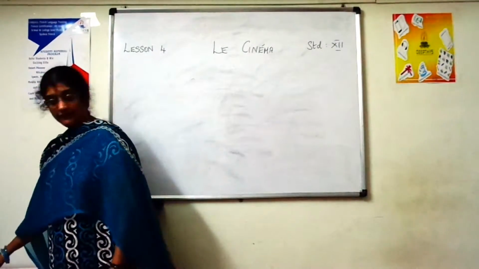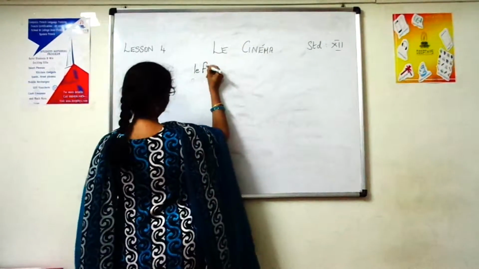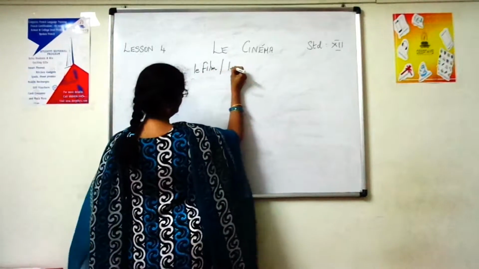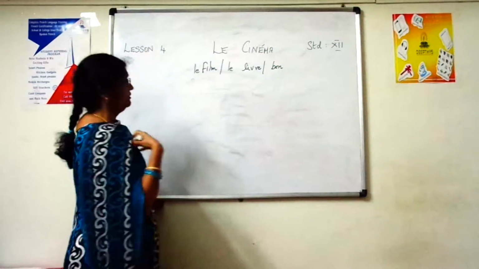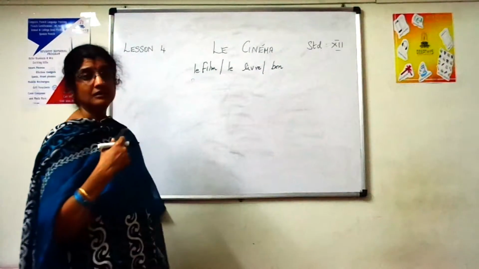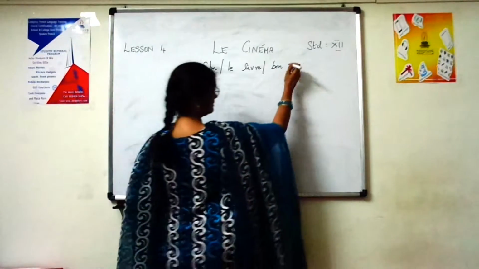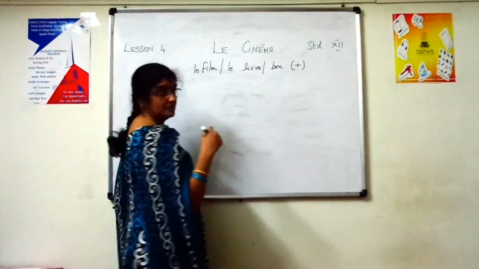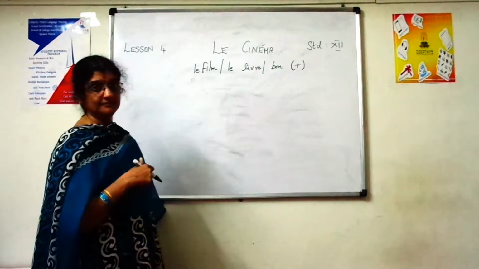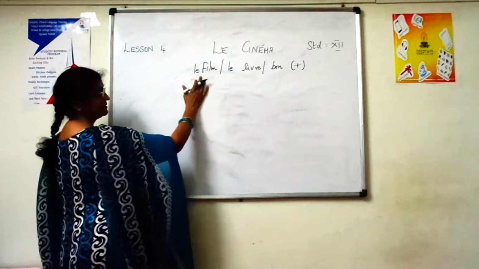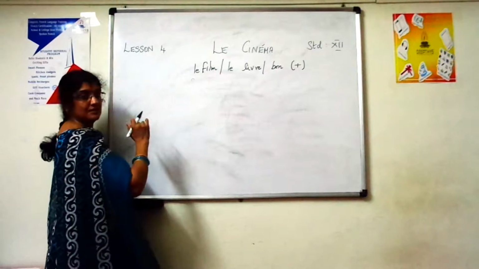The first choice of words given here is le film, le livre, and they've given bon. So they're asking you to compare a film with a book using the adjective bon. And they have also given the symbol there. This is the most important one to notice. They've given the plus symbol, where you have to give the degree of superiority. So we start a sentence with the subject. This becomes the object. And then you introduce the adjective to compare both.